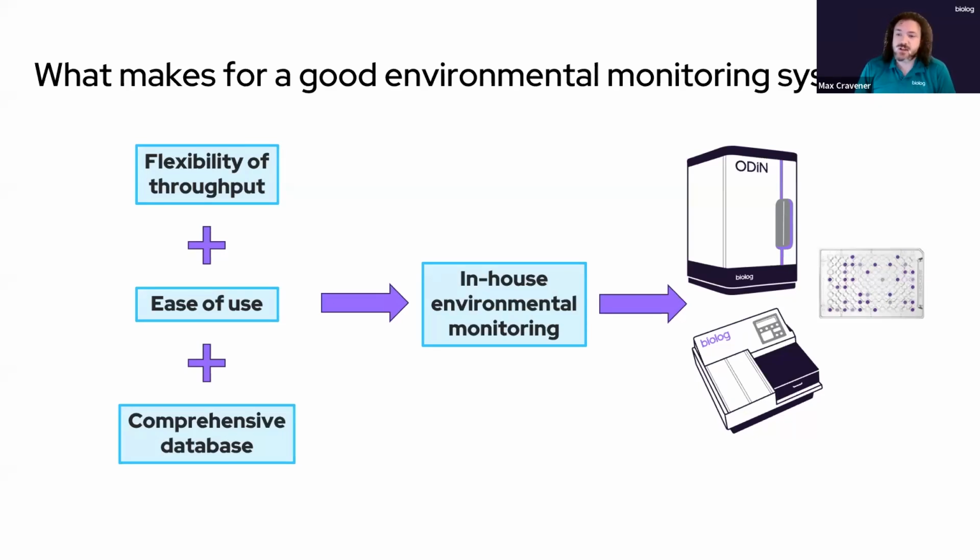And finally is a comprehensive database, which is critical to success in environmental monitoring, as when you're comparing or trying to identify your species, you want to have a database of relevant and interesting species to compare to, so you are confident in your identification. So combined, these qualities define an ideal in-house system, which can be achieved in a few different ways through the Biolog ecosystem.